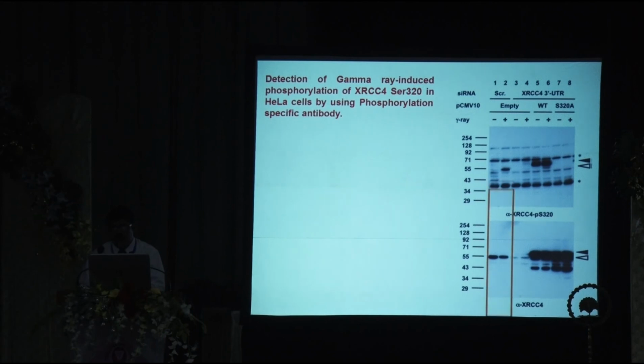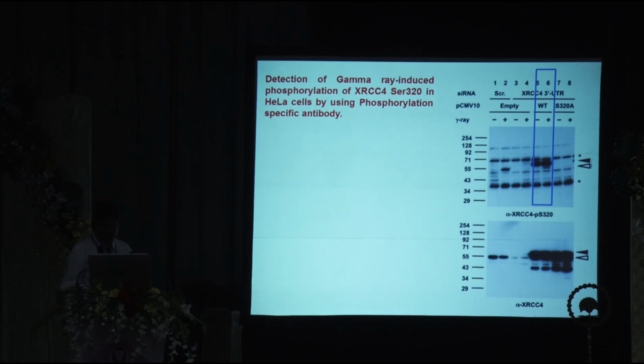Here we have seen S320 phosphorylation. In the first case, we have used HeLa cells. This protein is the endogenous protein here. Then after that, we knocked down this XRCC4 protein by using siRNA. We could not see any phosphorylation signals here, and the XRCC4 signal is also very low here. Then after that, we exogenously introduced XRCC4 protein here.